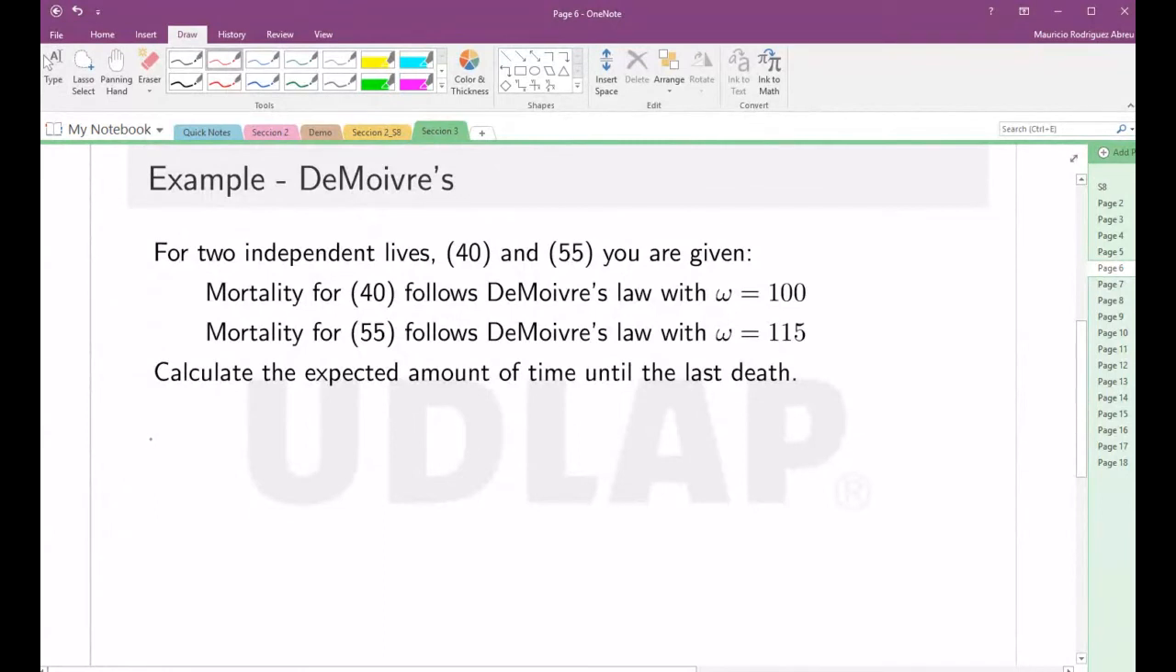Again, since we want to estimate the time to the last death, this is a last survivor, and this is the one for 40, and for 55, and then subtract the joint life. It's 55, right? Yes.